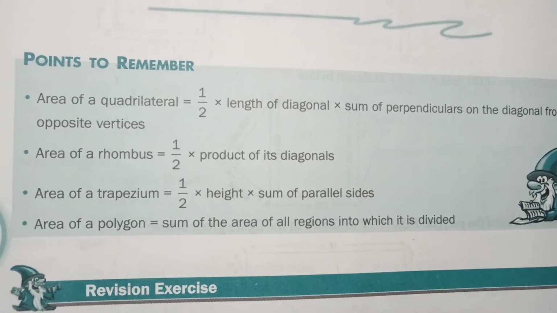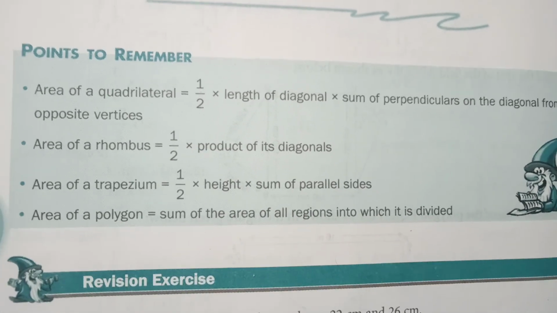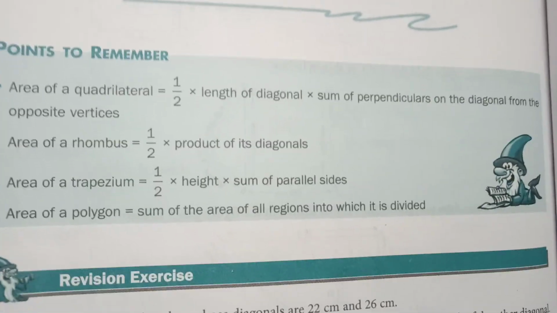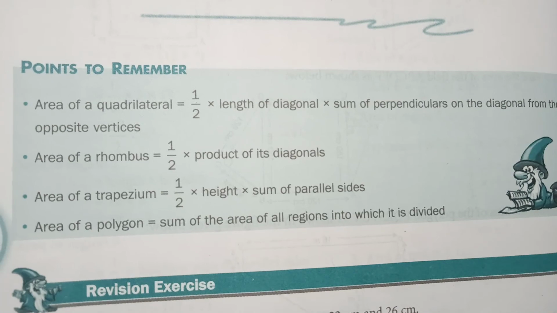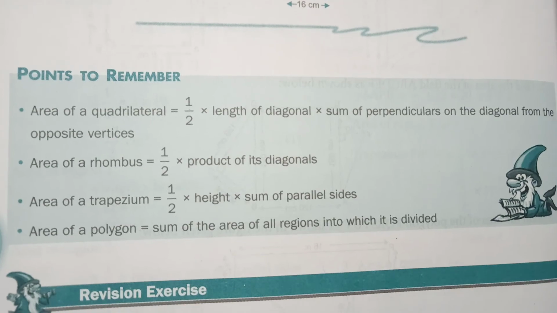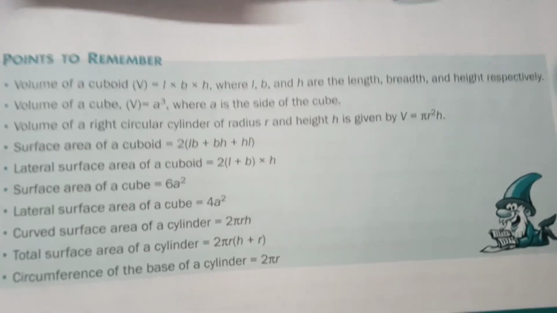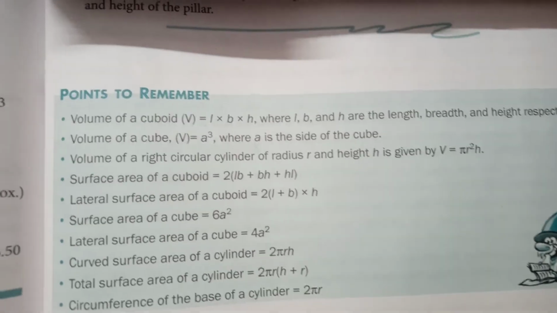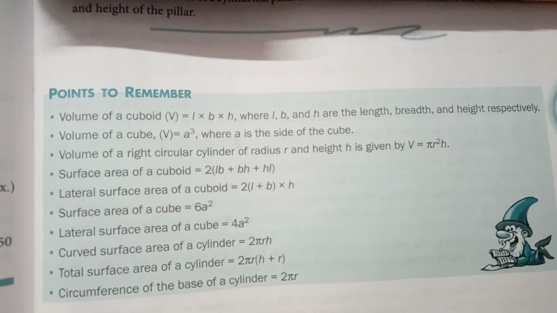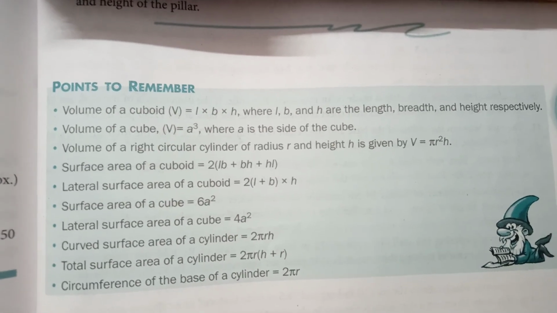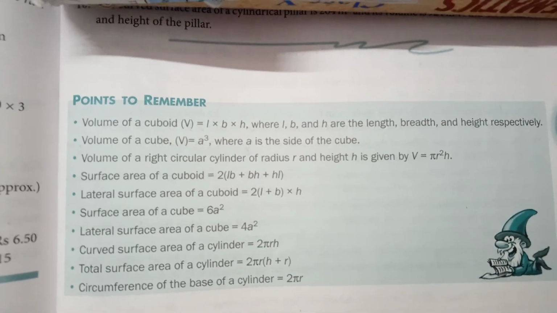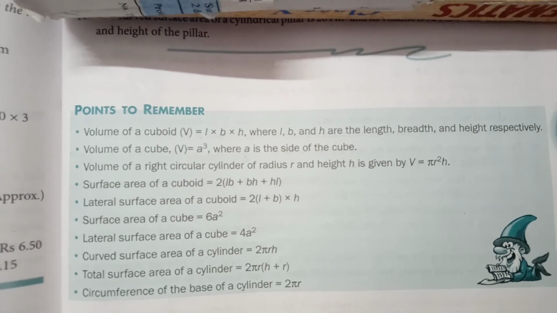Here are the points which we have discussed for plane figures: area of a quadrilateral, area of the rhombus, area of the trapezium, and if it is a polygon with n number of sides, how to divide it to find the area of the given polygon. And here are the points about three-dimensional shapes, their surface areas and volumes: cube, cuboid and cylinder, their CSA and LSA, lateral surface area. With this topic, the mensuration chapter is completed.